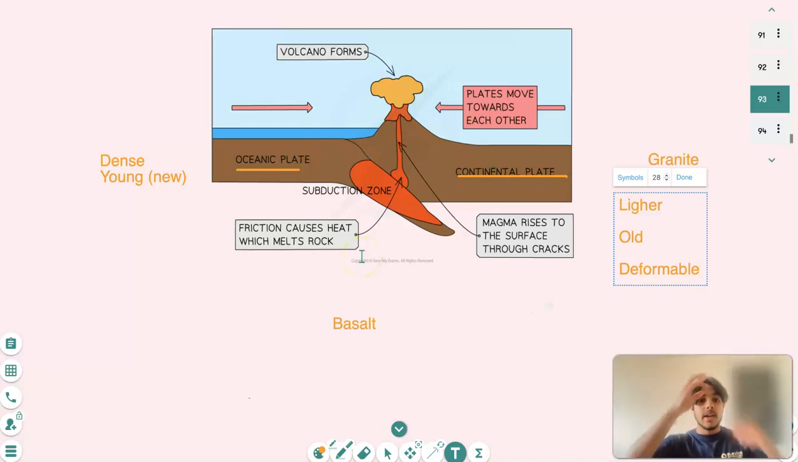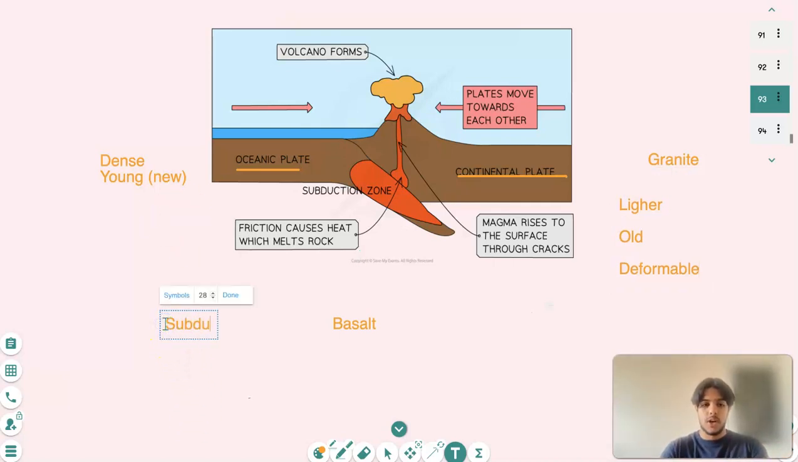Now what happens here is as one plate moves towards each other, it's denser, so it'll have a tendency to sink. So you get the oceanic plate and the continental plate moving towards each other. The oceanic plate's denser, so it sinks, but that sinking motion is called subduction, hence the name subduction zone.